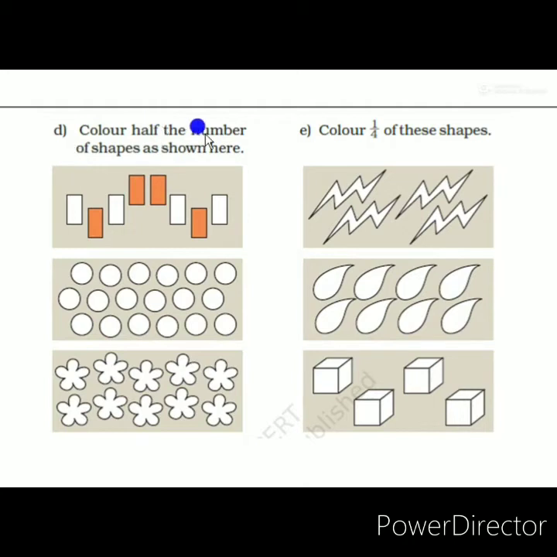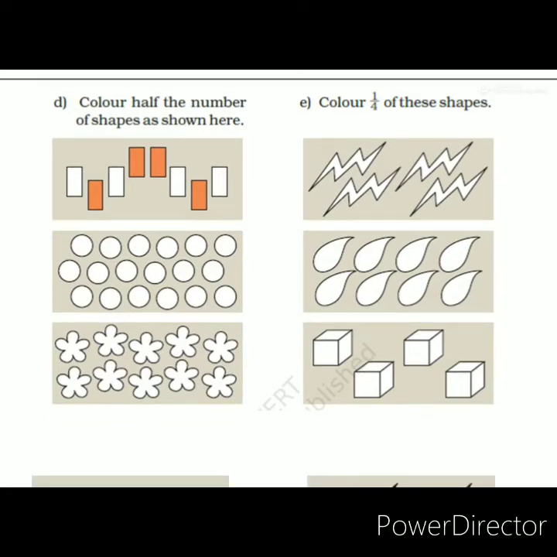Color half the number of the shapes as shown here. How many boxes are shown here? Total 1, 2, 3, 4, 5, 6, 7, 8. Total 8 small rectangles are given. Out of these 8 rectangles, half of the rectangles we have to color.